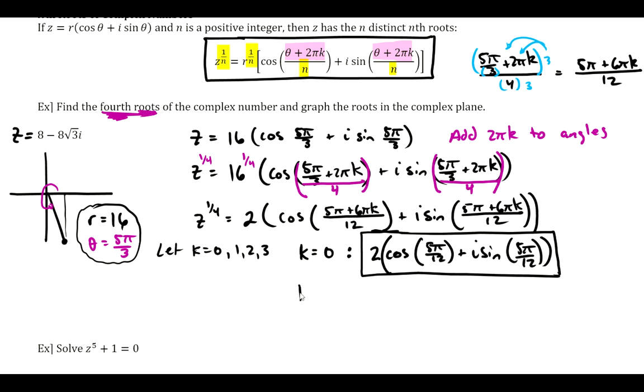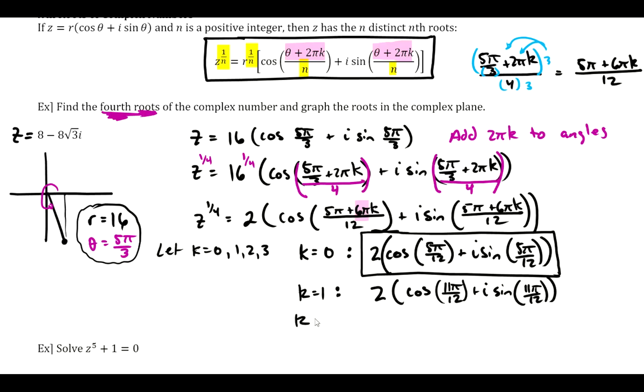Okay, and then for k equals 1, the way that I usually do this, I'm now just going to add whatever that angle is, or the numerator part, to the 5 pi. I just count by that. Okay, so instead of actually plugging it in and doing it all, I'm just going to say it's 2, big parenthesis, cosine. Add 6 pi to 5 pi, so that'd be 11 pi 12ths plus I sine of 11 pi 12ths.